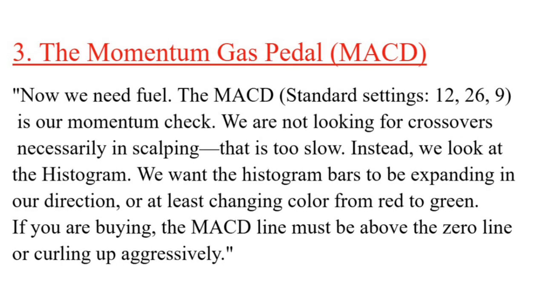3. The momentum gas pedal, MACD. Now we need fuel. The MACD, standard settings 12, 26, 9, is our momentum check. We are not looking for crossovers necessarily in scalping. That is too slow. Instead, we look at the histogram. We want the histogram bars to be expanding in our direction, or at least changing color from red to green. If you are buying, the MACD line must be above the 0 line or curling up aggressively.